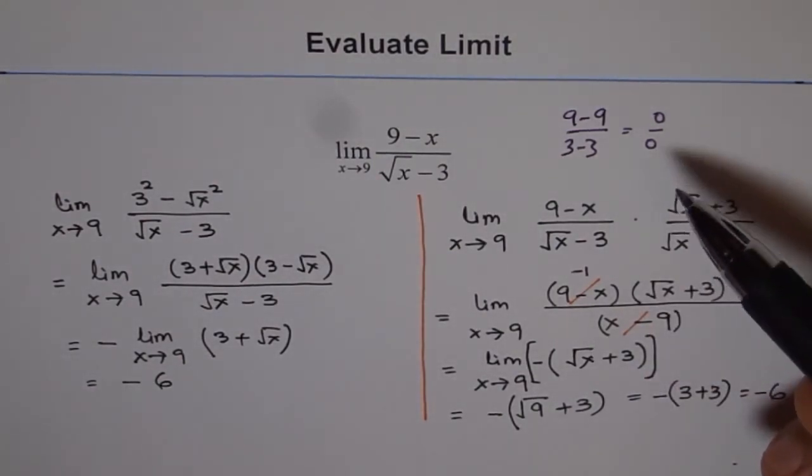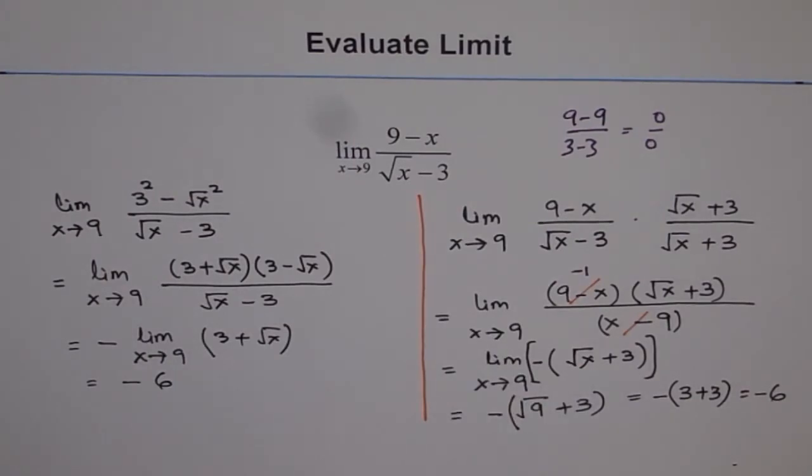That's the reason why we adopted these approaches. These approaches are simplification of our function, right? Once we simplify, we get rid of the factor which was giving us zeros in the numerator and denominator, and then we substitute the value to get the answer. Okay, I hope you appreciate the method.